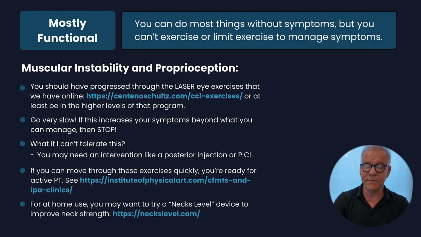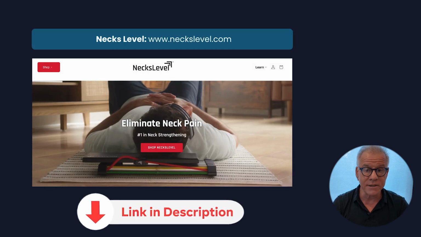Now, let's say you don't have one near you or can't do that, then you can try to do some simple at-home neck strengthening like this Next Level device that you see here. So lots of different options to try to build strength.